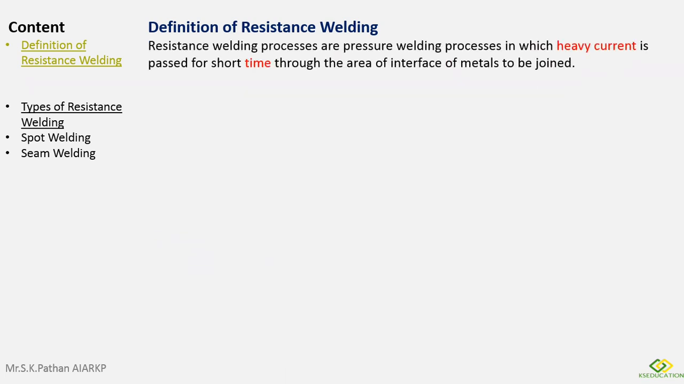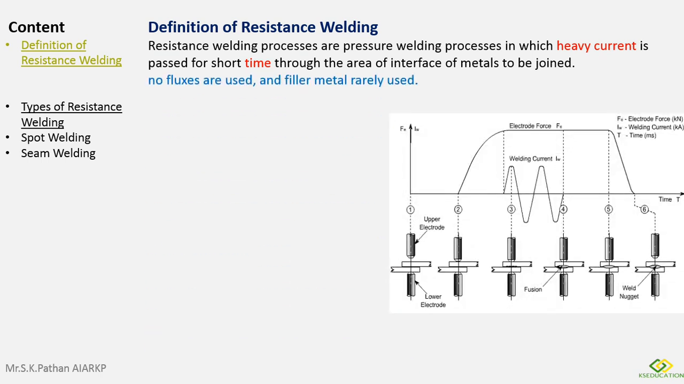Resistance welding processes are pressure welding processes in which heavy current is passed for a short time through the area of interface of the metal to be joined. To understand this definition, let's see this figure. So we need a heavy current and time to get the resistance welding done.